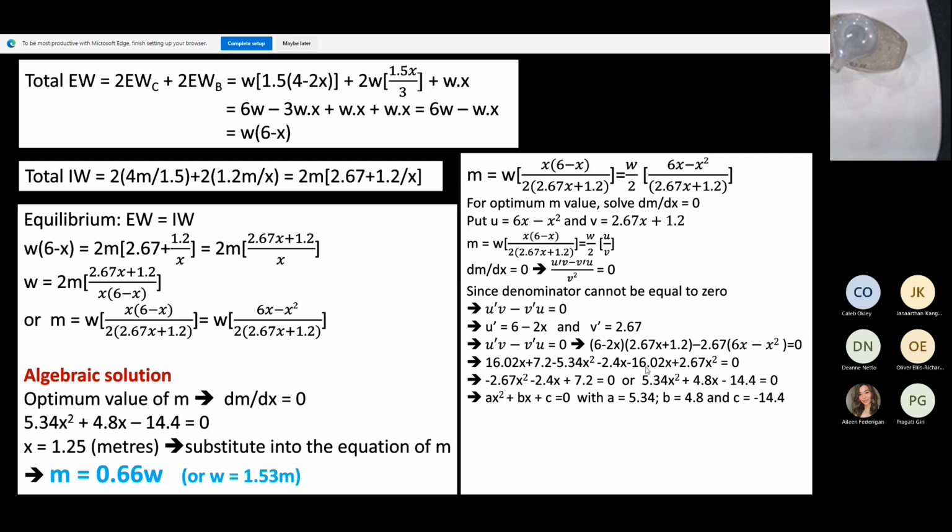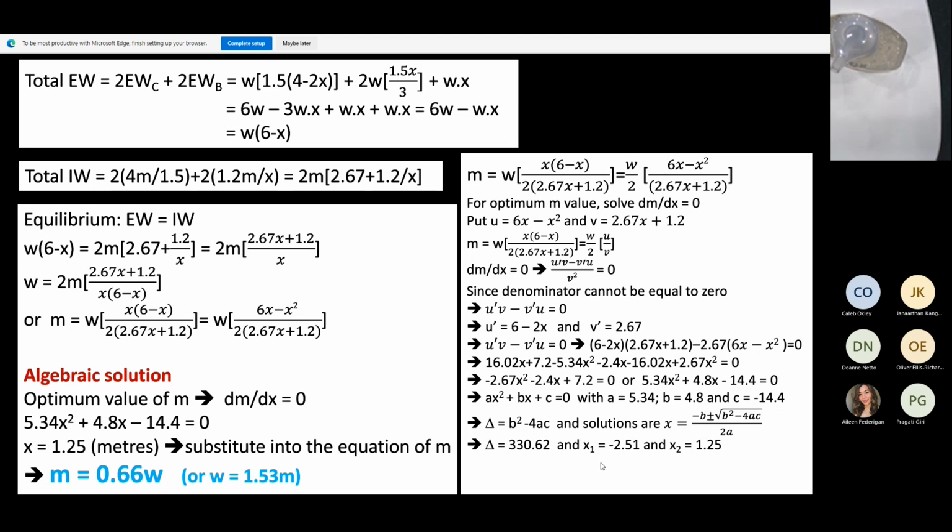So this is the form ax squared plus bx plus c, where a is 5.34, b is 4.8, c is minus 14.4. So you have delta. I think you're all familiar with this. You work out delta, b squared minus 4ac, and you have 2 possible solutions: minus b plus square root of delta over 2a, or minus b minus square root of delta over 2a. If you calculate delta, you find 330.62, and the solution with the minus will give you minus 2.51, and the one with the plus, sorry, will give you 1.25.